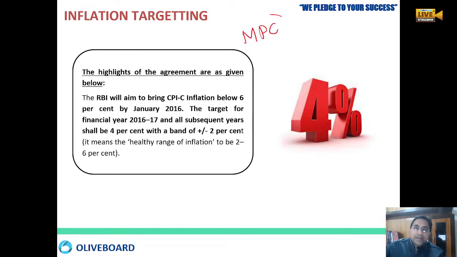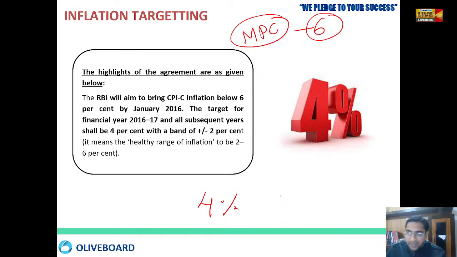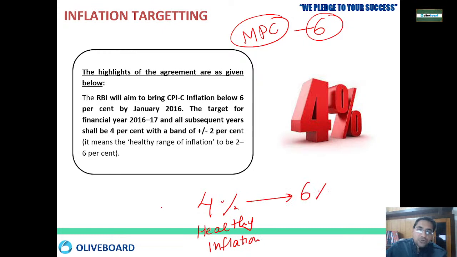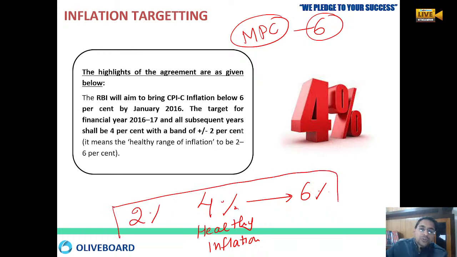Okay, so what is the target that has been set by the RBI Monetary Policy Committee? You know, the Monetary Policy Committee. Okay, 6 members are there. They decide. So 4% is the optimum target of inflation. That means in your country an inflation of 4% is called a healthy inflation. And if it cannot be controlled, it can go up to 6%, and below it should go down to 2%. So from 2 to 6% the inflation should remain.